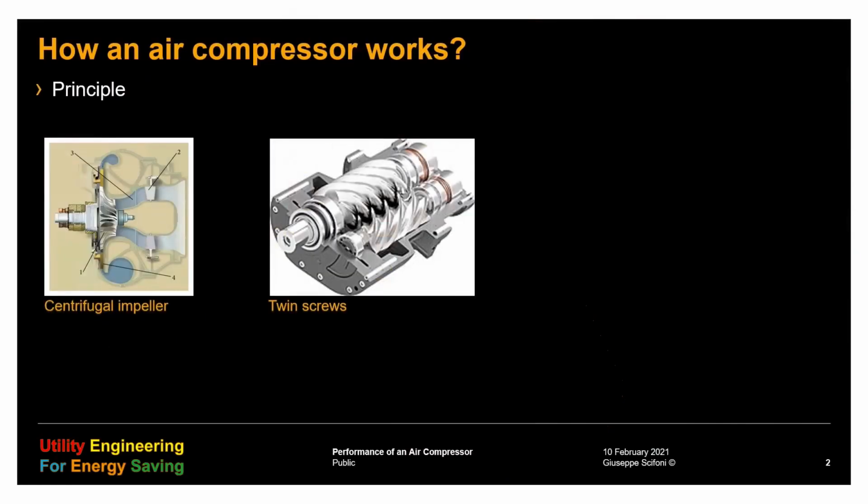Let's see. The air compressor is a machine to produce airflow at a higher pressure than atmospheric. There are different technologies to achieve it. That means different types of compression methods. In our industrial application, we are dealing mainly with two, the centrifugal and the screw compressors.